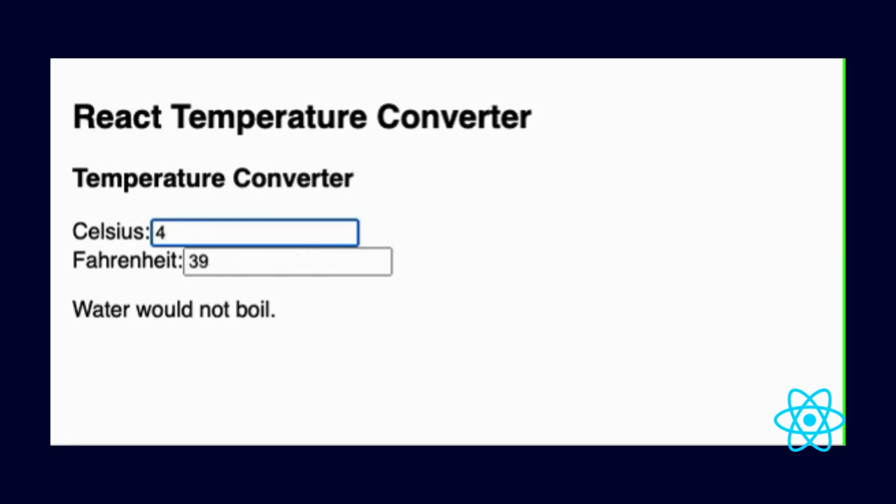The parent now owns the single source of truth, keeping the Celsius and Fahrenheit inputs perfectly in sync. This is the classic example of lifting state up instead of each input holding its own state. The parent manages everything. The children just display values and report changes. This way, both inputs always stay synchronized.